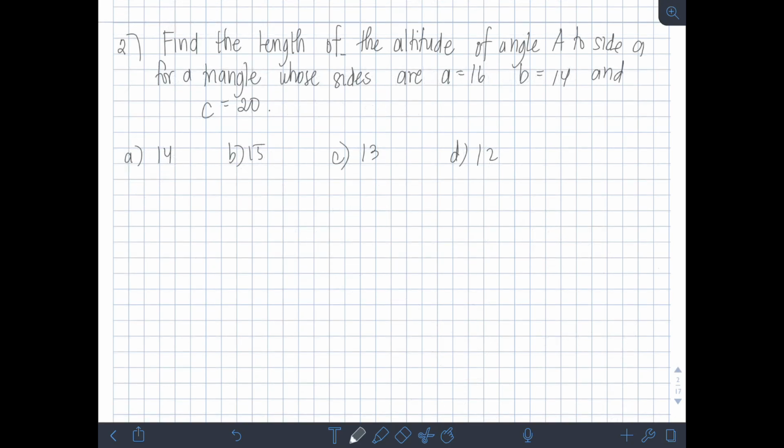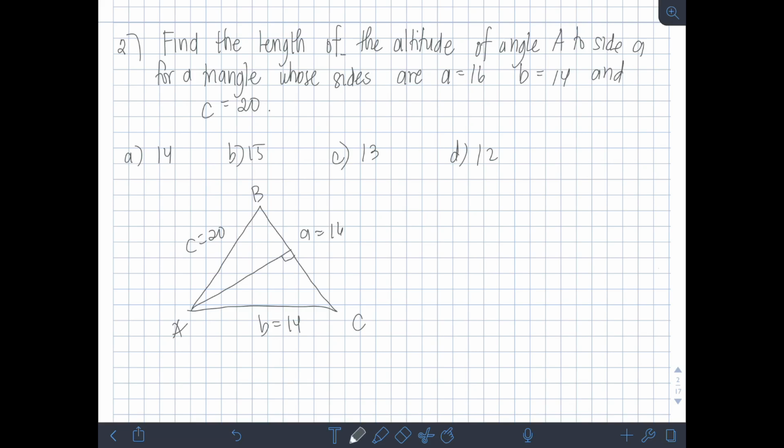Okay? Next, we have, find the length of the altitude of angle A to side A for a triangle whose sides are A equals 16, B equals 14, and C equals 20. Okay, so meron daw tayong triangle ABC. So, we have A, B, and C. Yung dimensions daw ay A is 16, B is 14, and C is 20. So, ano raw yung altitude of angle A to side A? So, ano raw tong altitude na to?